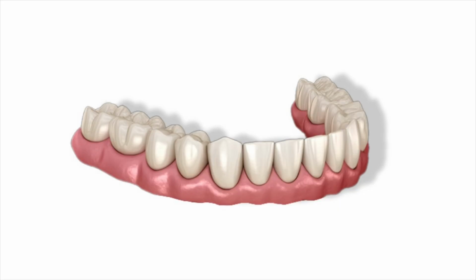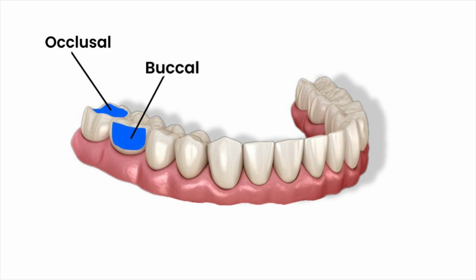Each surface of the tooth also has a name. The occlusal surface is found on the top of the posterior teeth and is used for grinding and crushing food. The buccal surface refers to the cheek side of the posterior teeth. The distal refers to the area furthest away from the midline. And the mesial surface is the closest to the midline.